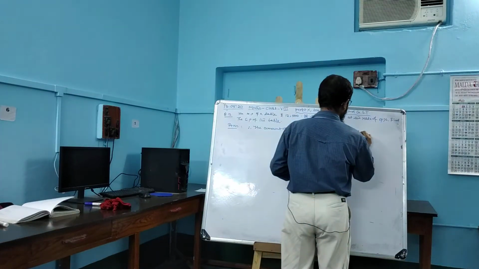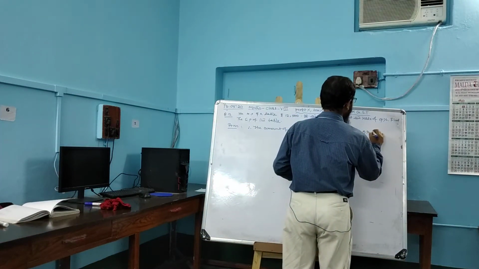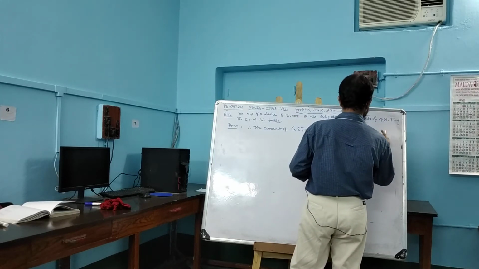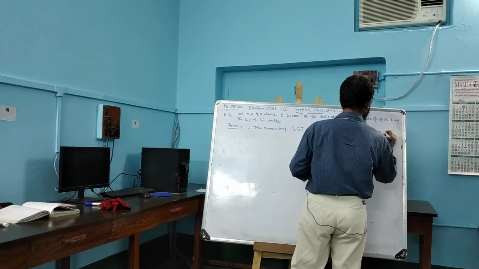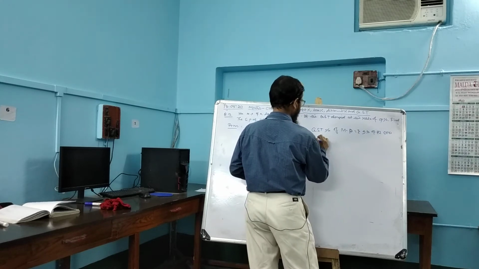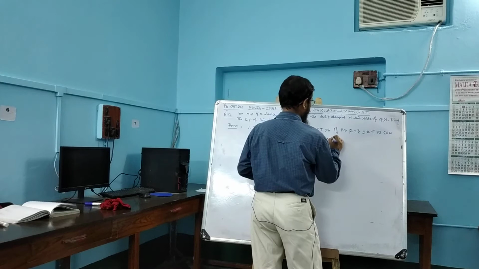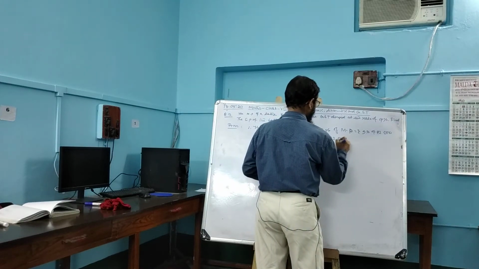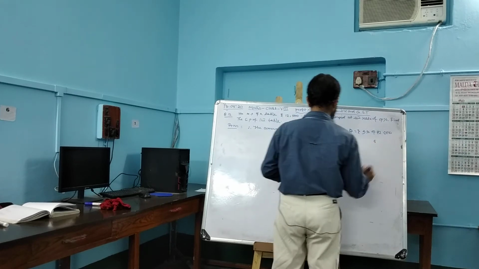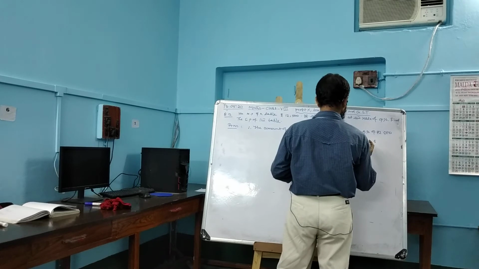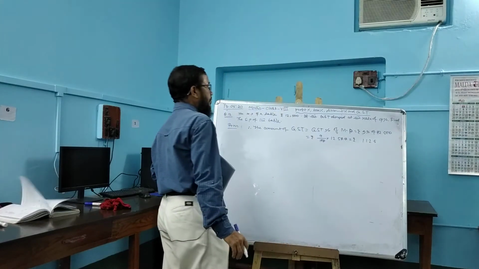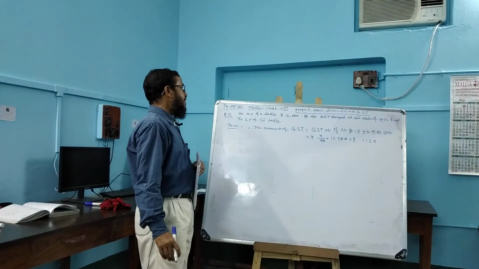This equal to rupees 9% of MP, that is equal to rupees 12,500. That's equal to rupees 9 by 100 into 12,500, equal to rupees 1,125. This is the amount of GST.